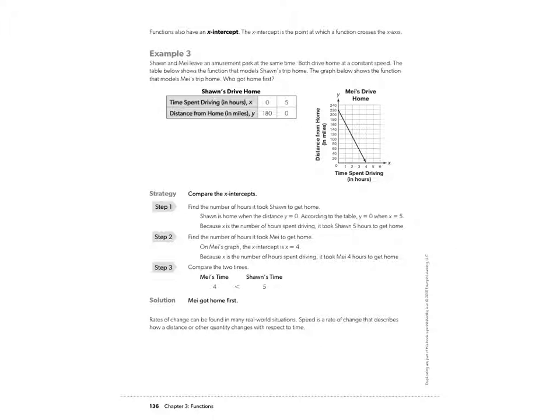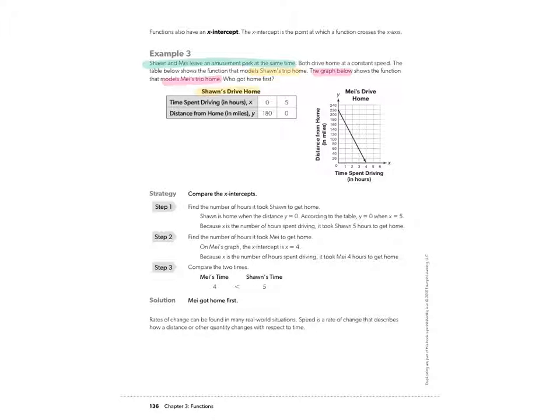Let's move on to example 3. Example 3 says, Sean and May leave an amusement park at the same time. Both drive home at a constant speed. The table shows Sean's trip, and the graph shows May's trip. Who got home first? So we're comparing x-intercepts here, meaning x is usually your time, right? And y is your distance. So when y is 0, what is your x, right? When you have no distance left, how long has that taken you?